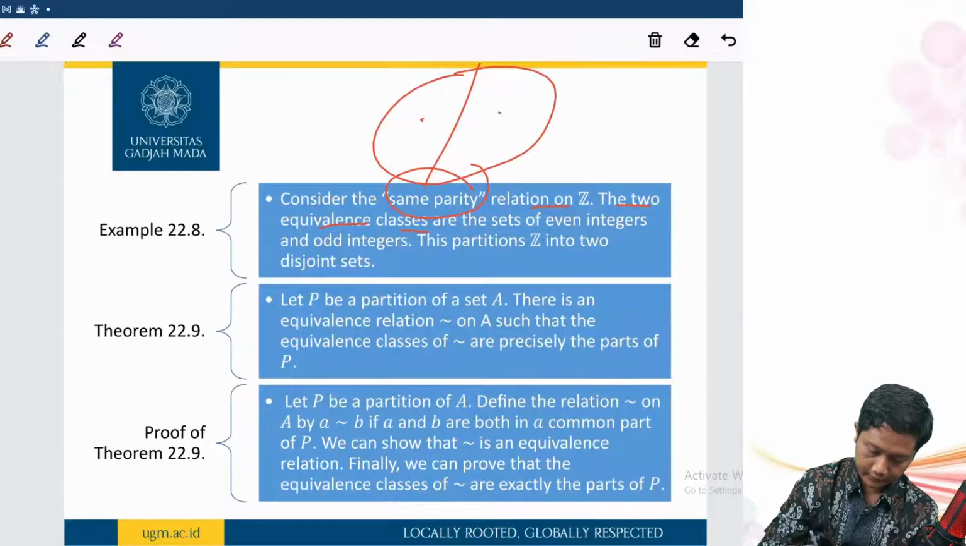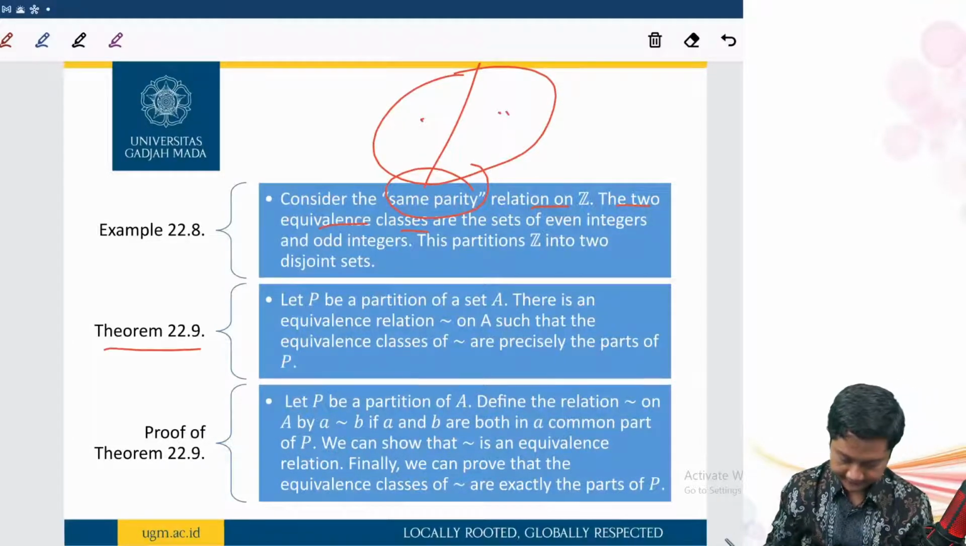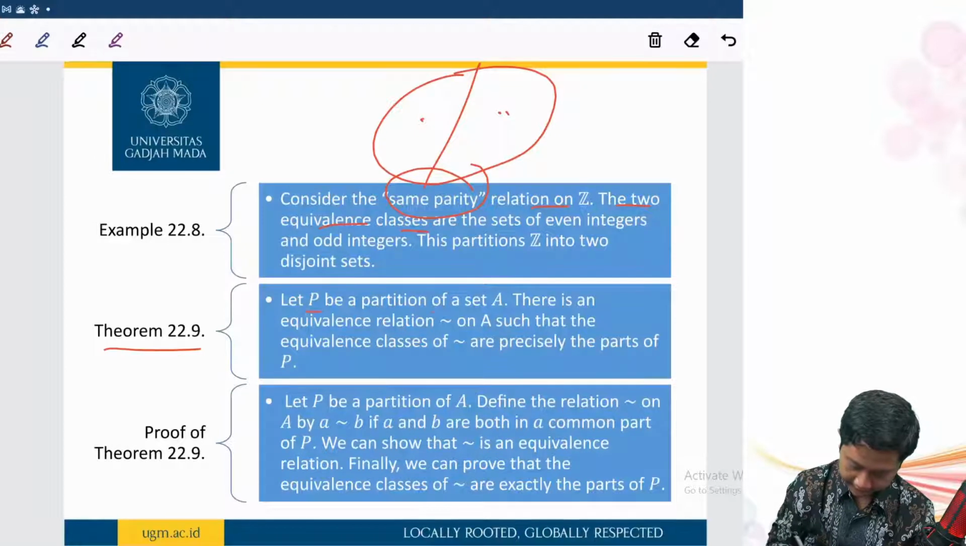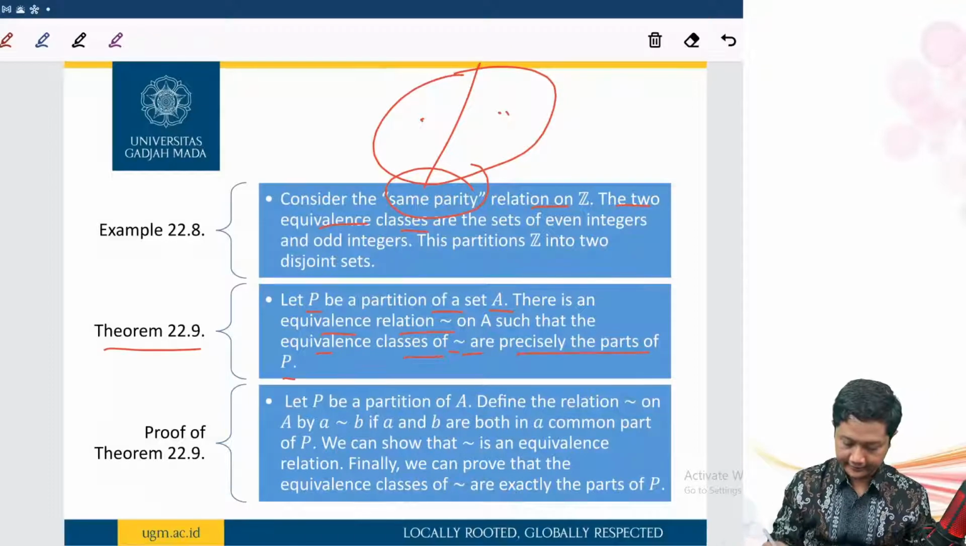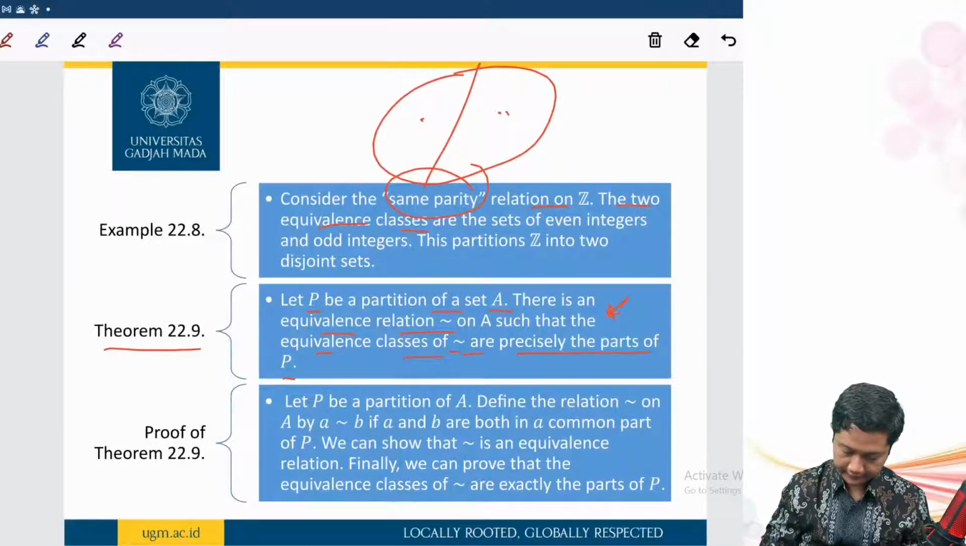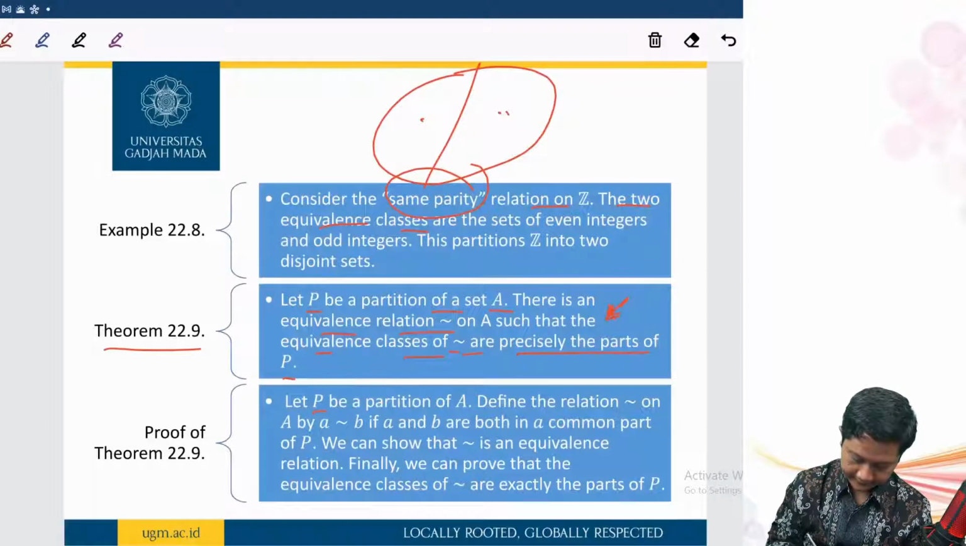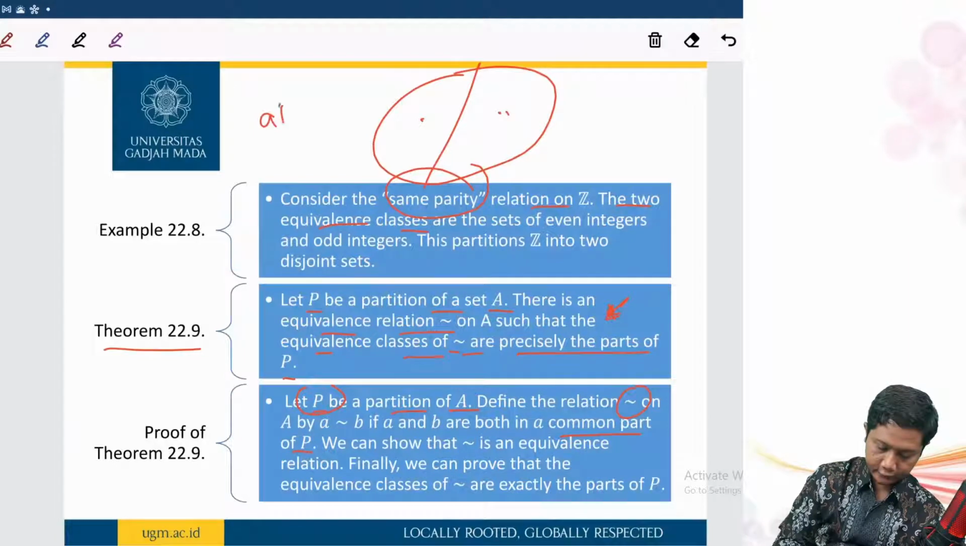Another example, when we have the same parity relation, we have 2 equivalence classes, and again we divide into 2 classes. And next, this property: we have a partition P of set A. We can find an equivalence relation such that the equivalence classes are precisely the parts of P. So how to prove it? Actually, use whatever we have here. When we have a partition P of A, we make the relation by being in a common part. So a is related to b if a and b are in the same part.